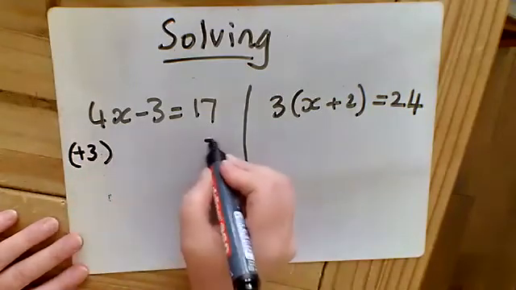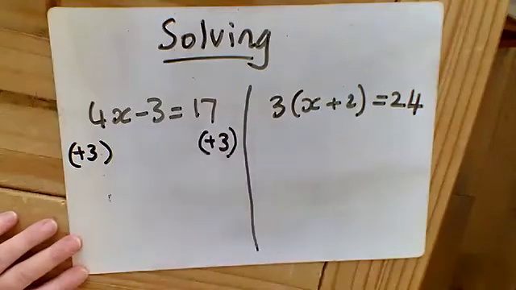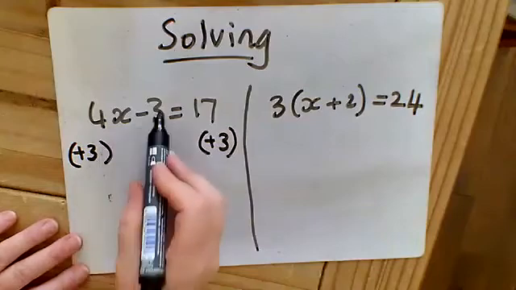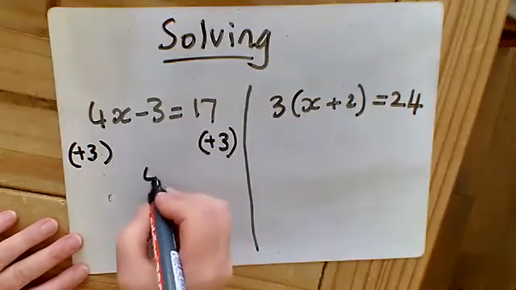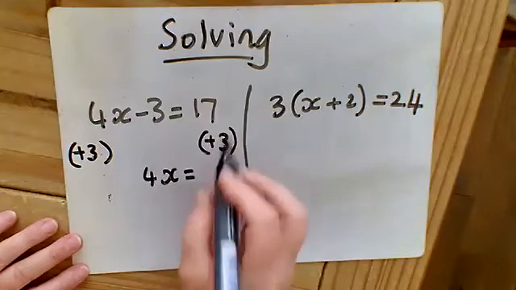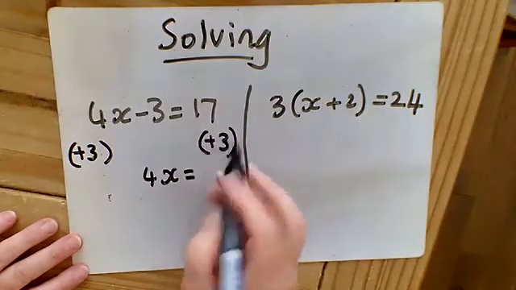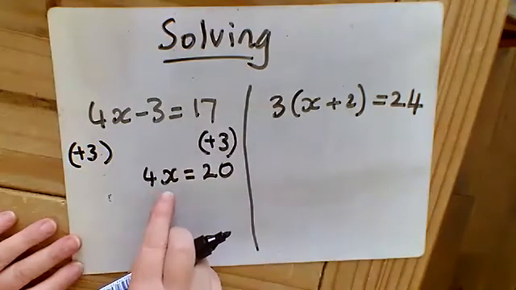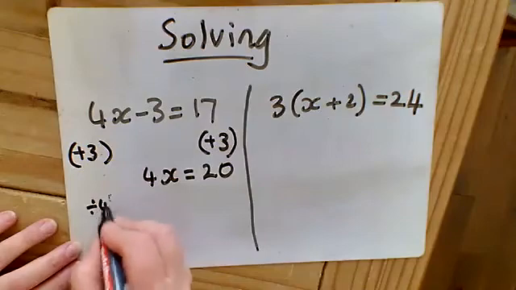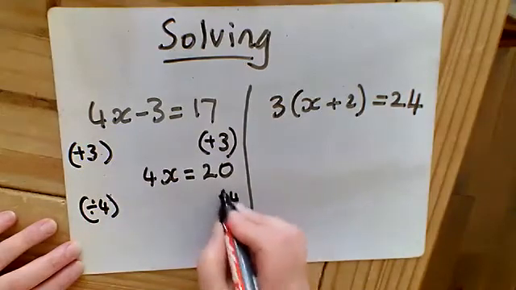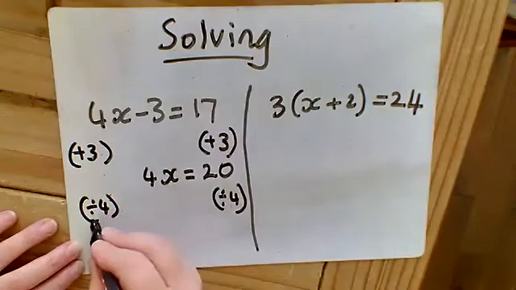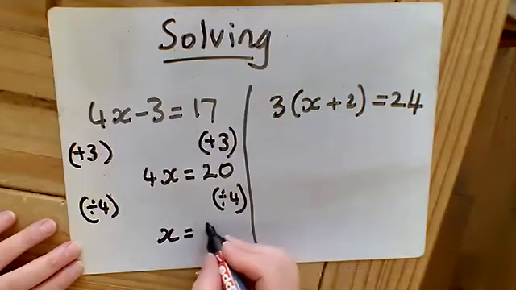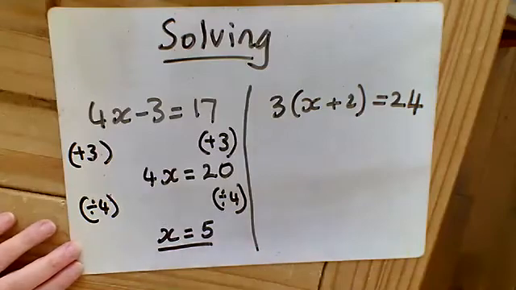I'm just going to write in a bracket what I'm doing at both sides, so my method's nice and clear. So 4x, take away 3, plus 3, well, that would cancel that negative 3 out. So it's just leaving me with 4x. 4x would be 17 plus 3. 4x would be 20. The inverse of 4 times x would be to divide by 4, so I would do that on both sides. 4x divided by 4 will just leave me with one lot of x, and 20 divided by 4 is 5. So that is my answer.